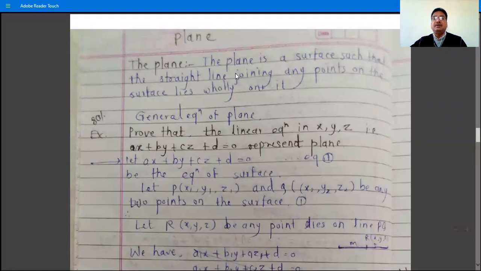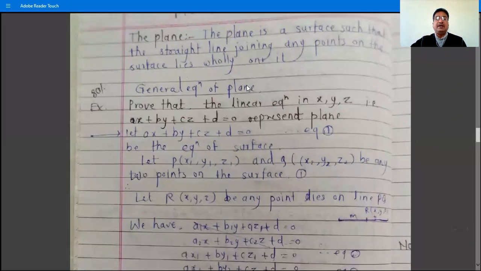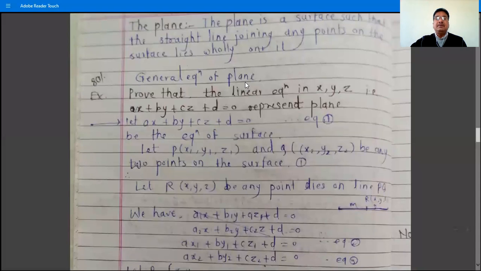So it is a day-to-day life definition. When we say the surface is a plane, if we take any two points on that surface, and if we join the two points by a line, and if the line wholly lies on that surface, then we say the surface is a plane. So, the different forms of the equation of plane. The first form is the general equation of plane.